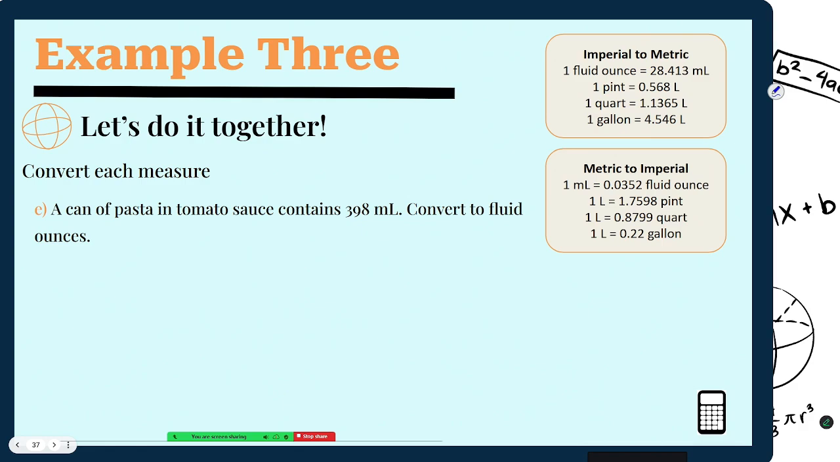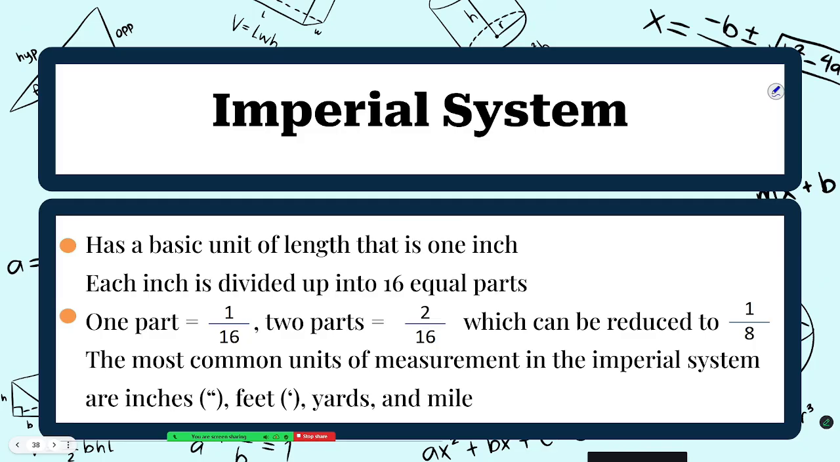The next question, a can of pasta and tomato sauce contains 398 milliliters. Convert that to fluid ounces. But we are going to go on to talk about the imperial system. We know that the metric system is based on units of 10.